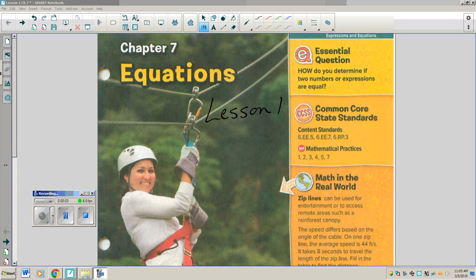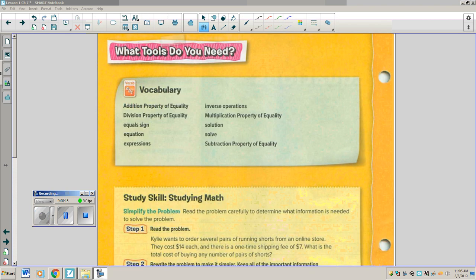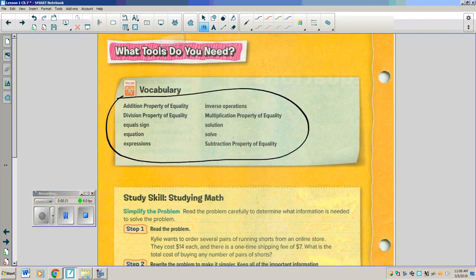Chapter 7, Lesson 1, you're going to need your red notebook for the vocabulary. This chapter, we are going to get into more algebra. This list shows all of the vocab that you're going to be responsible for in this chapter. Not as much as Chapter 6, and we will also break it up by lesson.